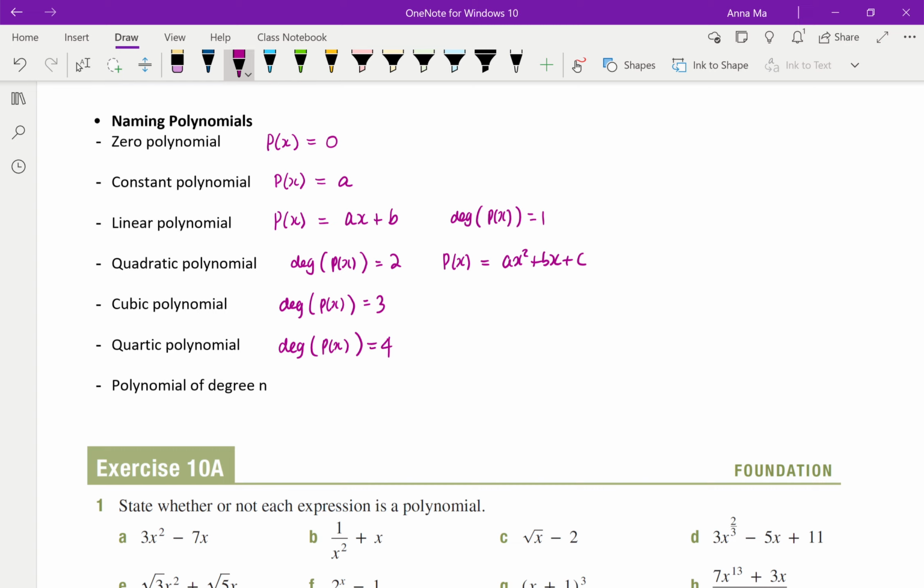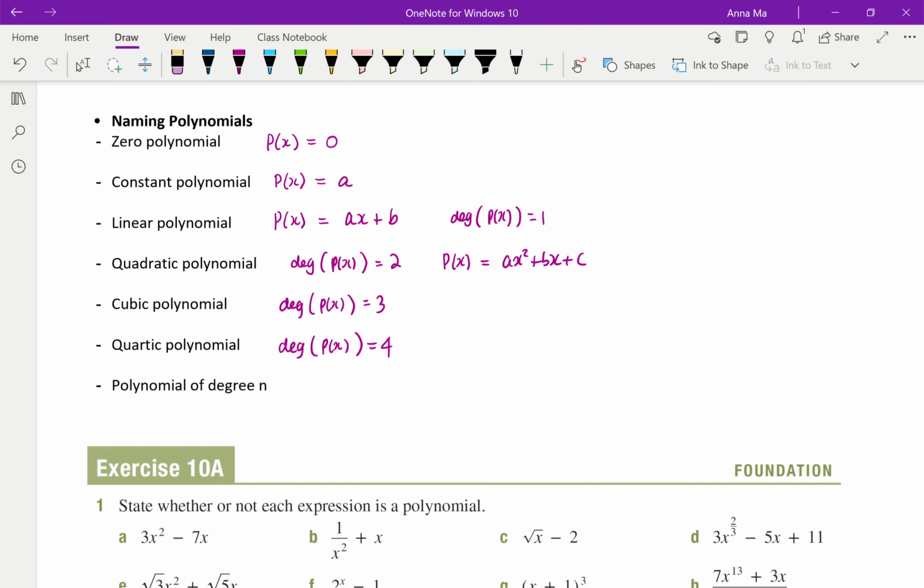And then we've got other names, but obviously when it gets more than 4, you're very unlikely to see a polynomial of degree more than 4. So you would just call it a polynomial of degree whatever. Oh, there we go, I wrote it down there. You can just call it a polynomial of degree n, where n can be any positive whole number.